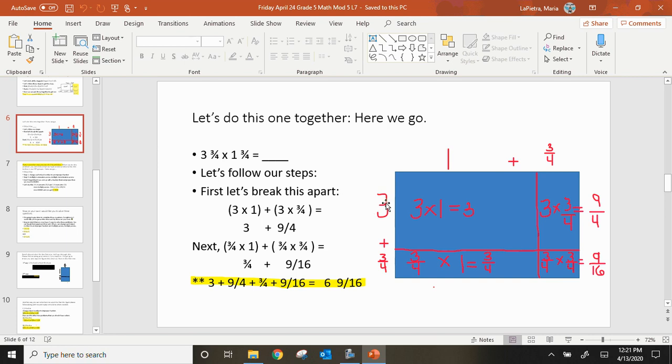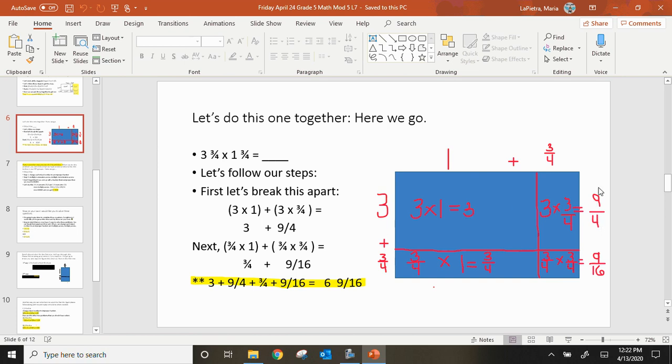So you have 3 times 1. So you have your 3 and 3/4, they separated here. 3 plus your 3/4, and your 1 and 3/4 is 1 plus 3/4. Okay, it's very clearly mapped out for you. So now you have 3 times 1 is 3, and 3 times 3/4 is going to be 9/4. So now I've got 3, got 9/4.